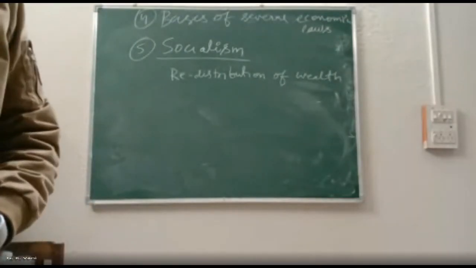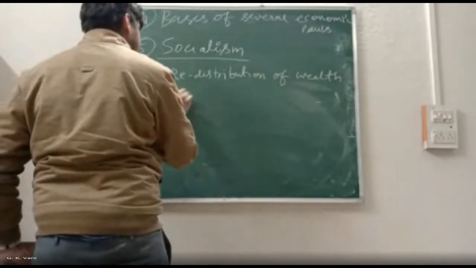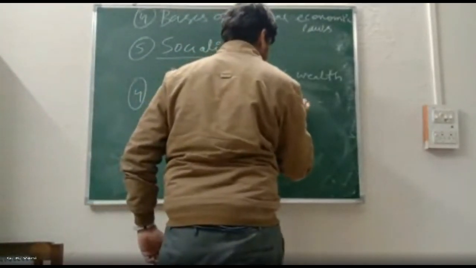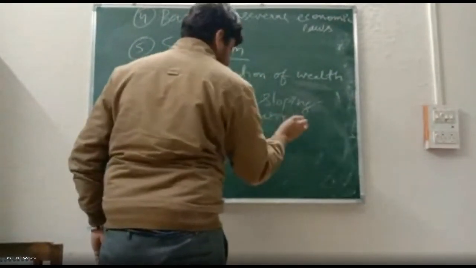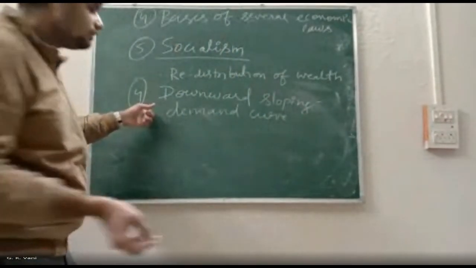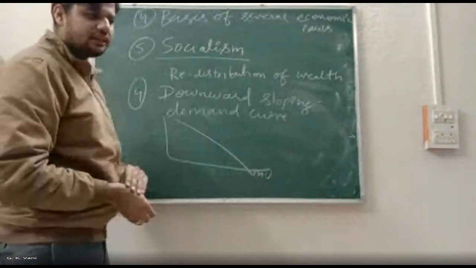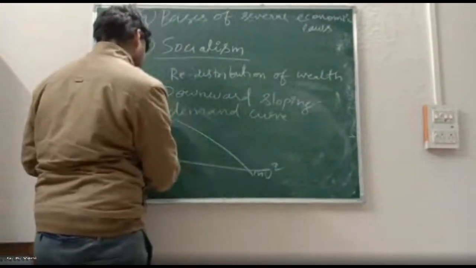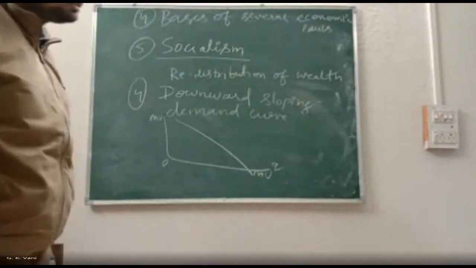Then last, it is on the basis of this law that you find a downward sloping demand curve. You know why the demand curve is sloping downward? Because the marginal utility curve is downward sloping. The marginal utility curve is downward sloping, right? That is how it is, isn't it? The marginal utility curve is downward sloping, therefore the demand curve is downward sloping. So this is all for today's class.